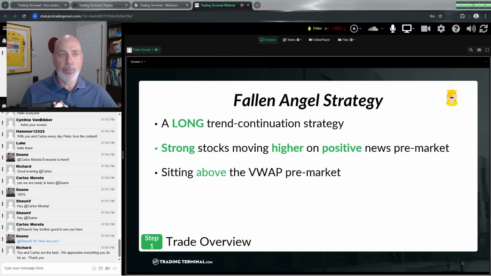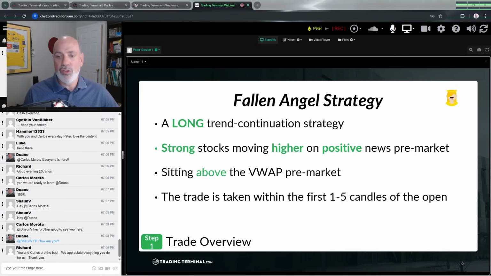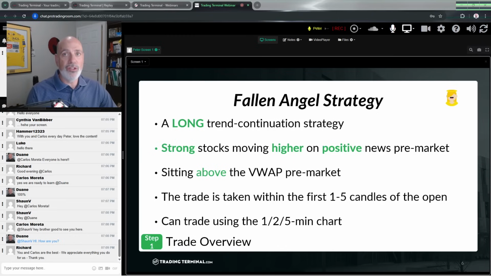I want to see a rising price in the early stages. We're going to take this trade within the first 1 to 5 candles of the open. Now, I've worded it that way, 1 to 5 candles, because that implies you can trade this in multiple time frames. You could trade this using a 1, 2, or 5-minute chart. You really cannot trade this strategy with a higher level chart because now you're getting into longer time periods that have bigger builds, and you should be looking for slightly different criteria. Now, I say 1 to 5 candles, and I would say it's a little variable.